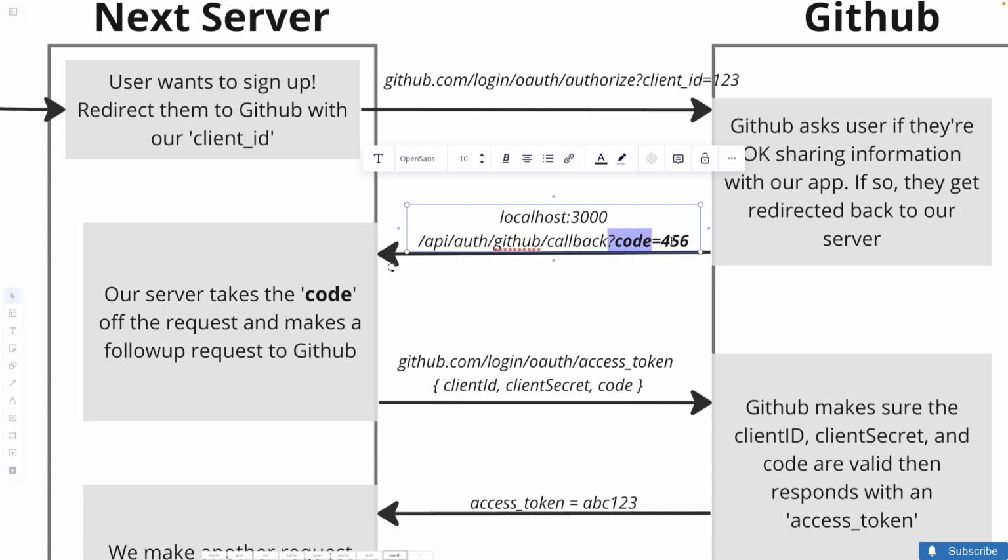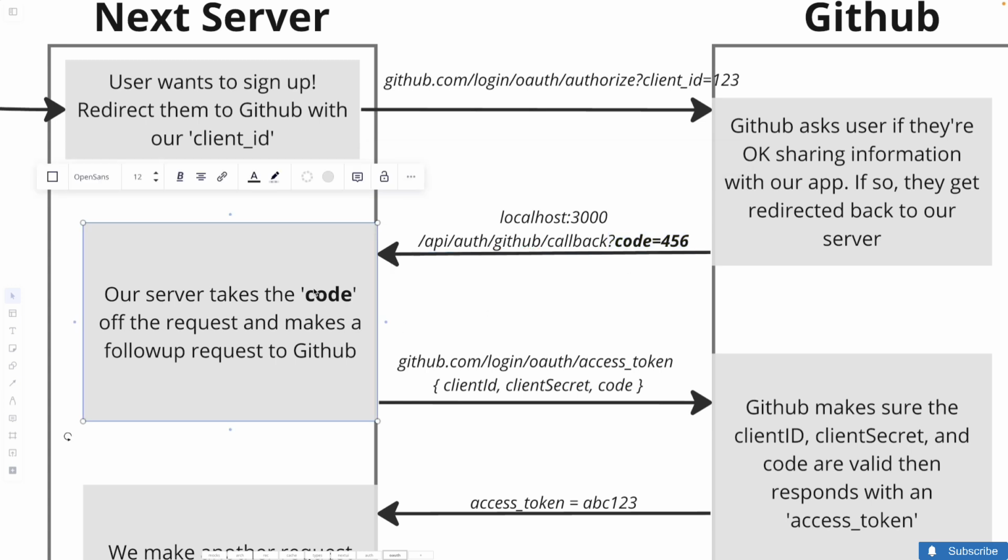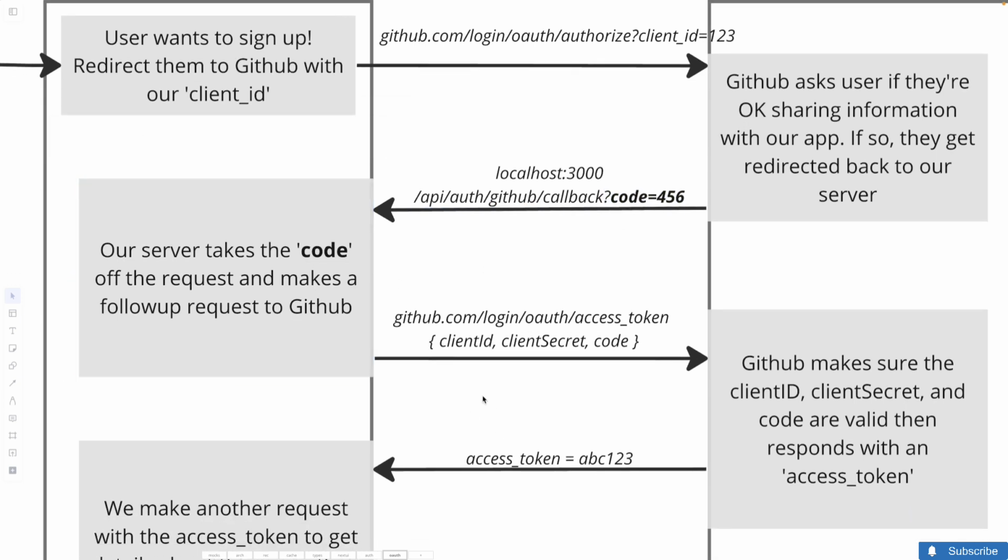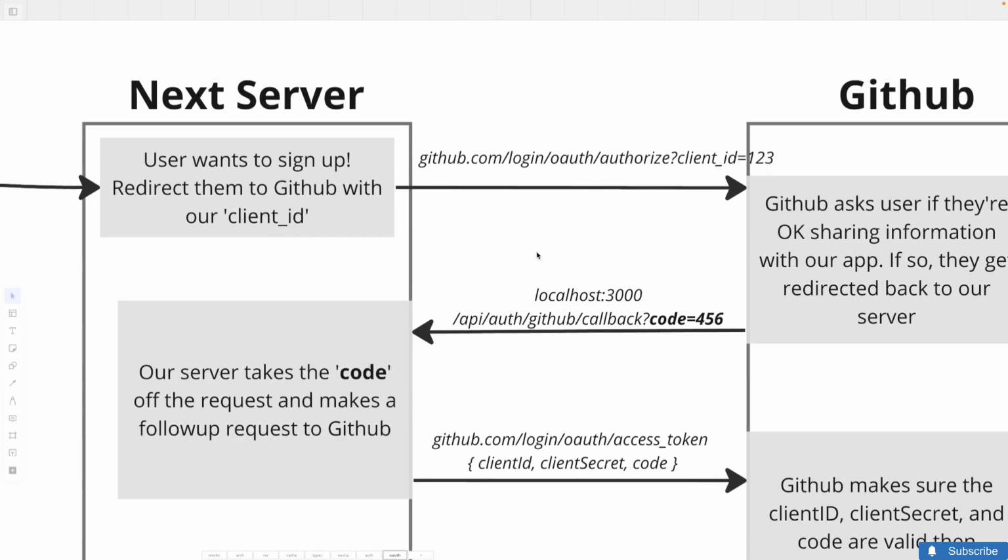When that route handler gets called, it's going to receive a query string parameter of code. Our server is then going to take that code property automatically, and it's going to make a follow-up request to GitHub. Now, one thing I want to clarify up here, these first two requests, these arrows right here, these are requests being made by the user's browser.